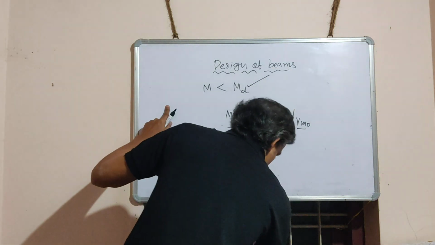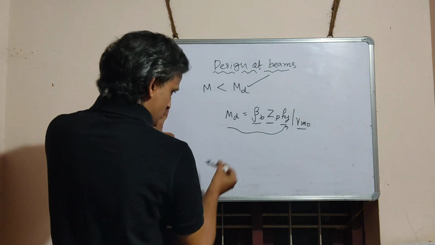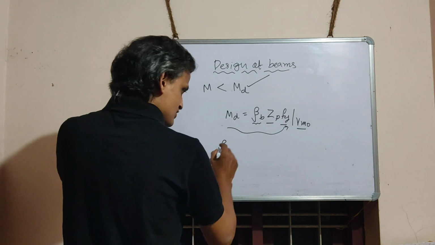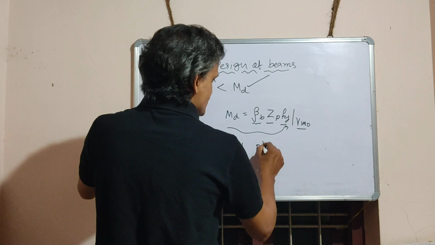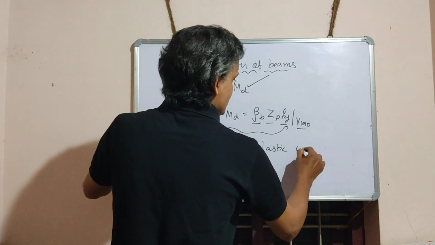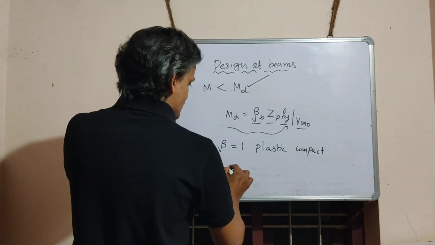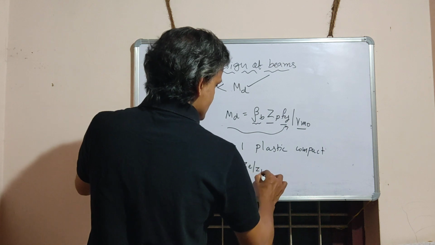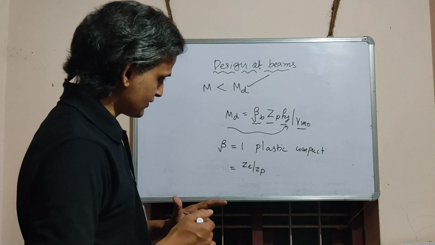If you go through IS 800, just below this equation, the beta B value is also given. Beta B is 1 for plastic and compact sections. For semi-compact sections, the beta B value is ZE divided by ZP. That is the equation given in IS 800.